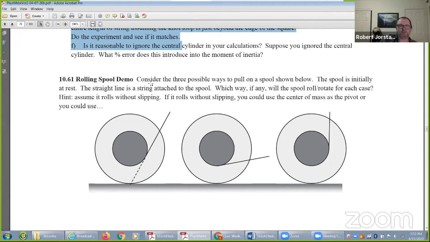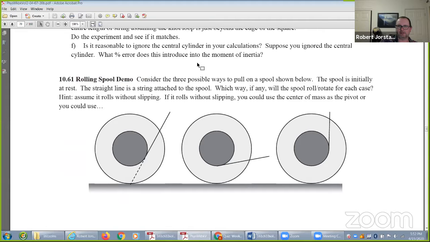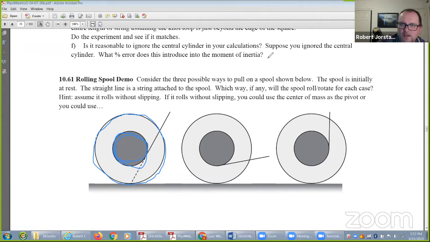And if you have a spool of thread at home, well, it's a tough demo to do unless you have the following. If you want to understand this demo, you need a significantly different radius for the central spool versus the outer radius. So you need R inner and R outer to be significantly different. I don't know if you have that, but if you do, you can do this one. The whole point of this problem is this.